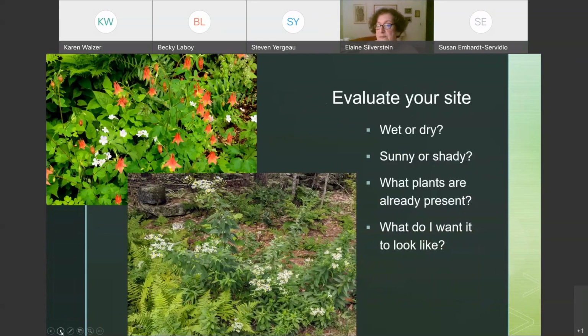So the first step in designing a garden, and here we get down to the nitty-gritty, is to evaluate your site. Is it wet or dry?